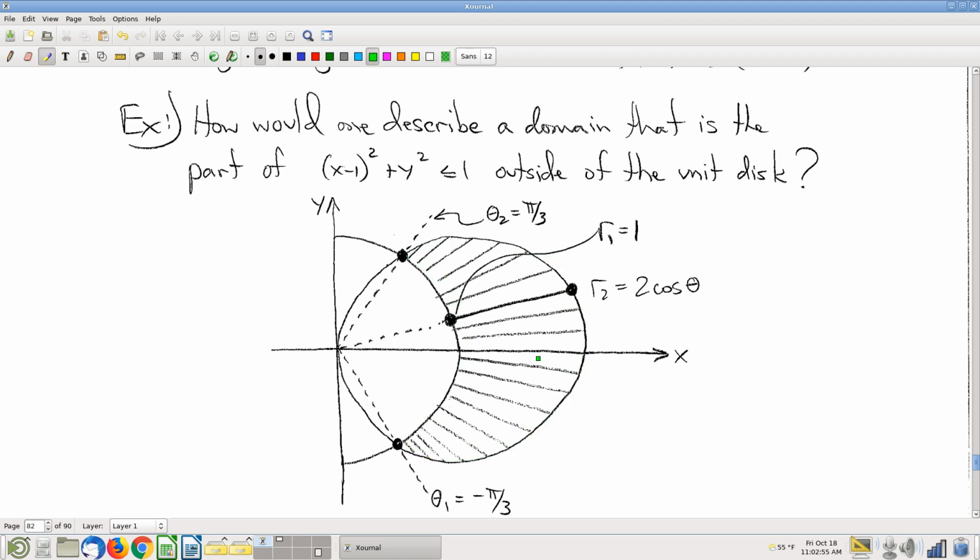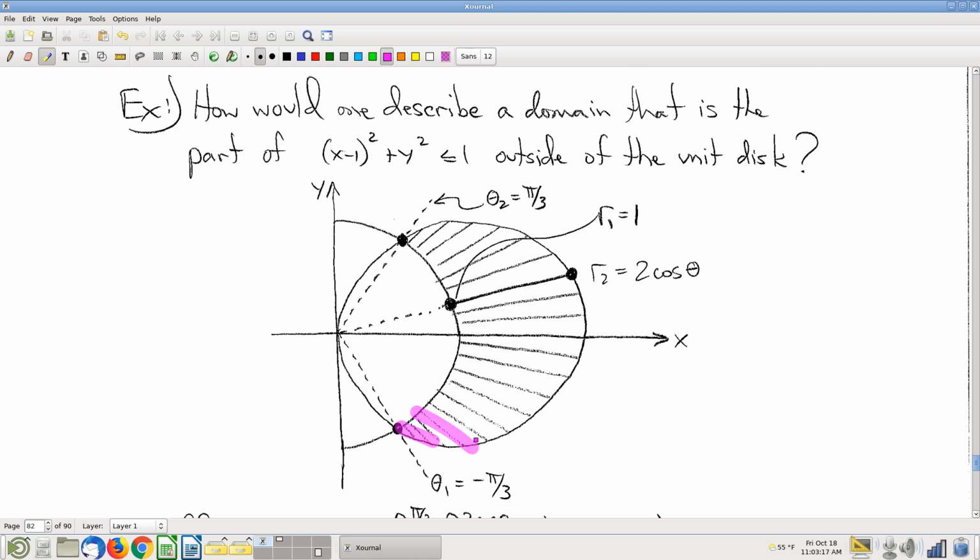Okay, so the point is we have this shape. How do we slice this up? Well, look at rectangular coordinates, nightmare, right? I mean, you're going to have these three separate regions that you'll have to deal with in rectangular coordinates, square roots everywhere, nightmare in rectangular coordinates. But in polar coordinates, it's just not hard to see that we have theta slices that look kind of like that.